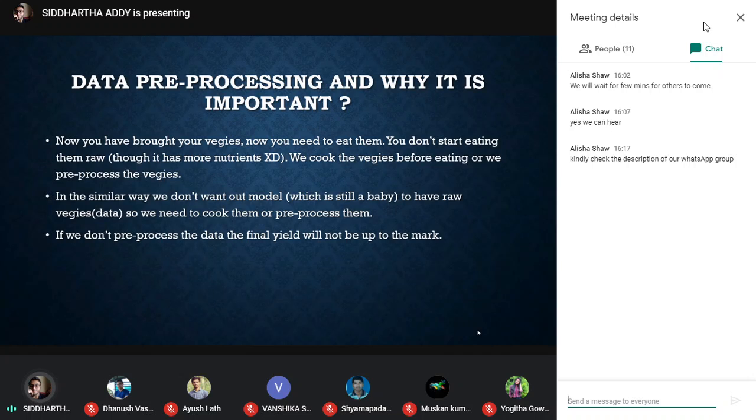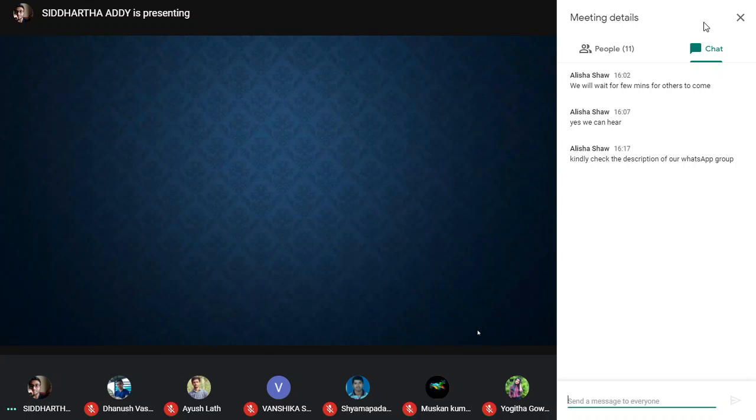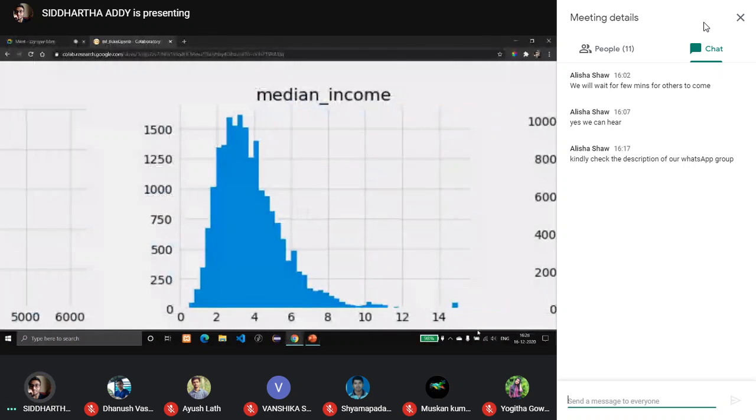If we don't pre-process the data, the final yield will not be up to the mark. Pre-processing the data is very essential. Sometimes data sets come with the data pre-processed. I want to draw your attention to this last point, that sometimes data sets come with data pre-processed. Okay, so let's get back.